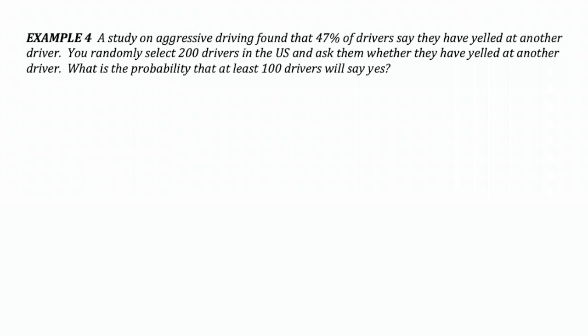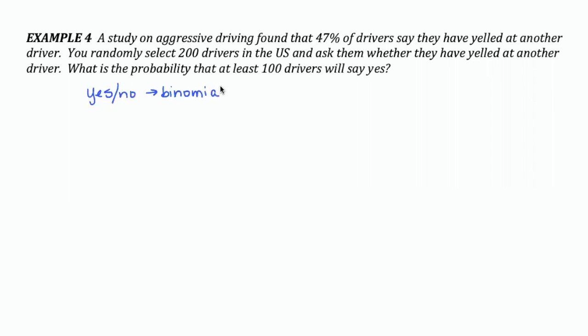In the next example, we're looking at a study on aggressive driving that found that 47% of drivers say they've yelled at another driver. If we randomly select 200 drivers in the US and ask them whether they've yelled at another driver, what's the probability that at least 100 drivers will say yes? So again, this is a binomial probability distribution because they're going to either respond yes or no.